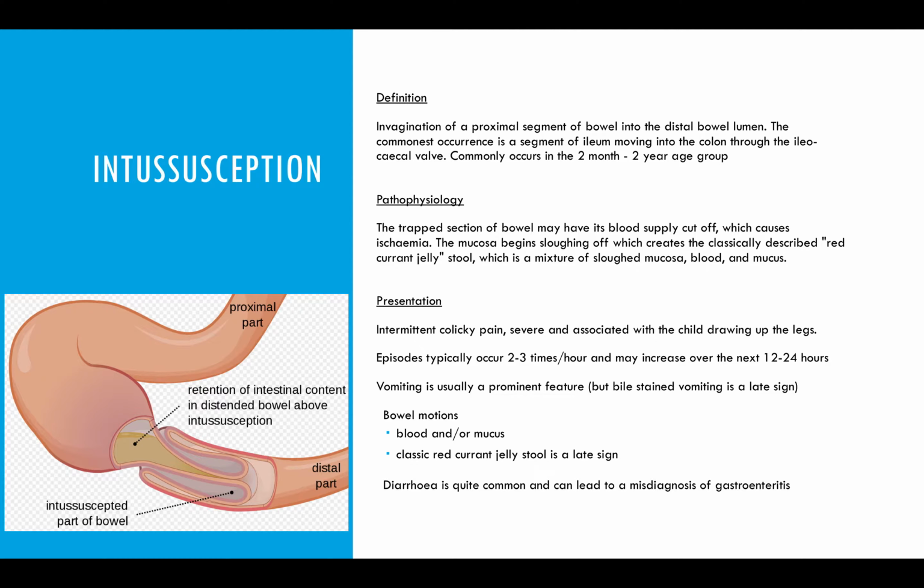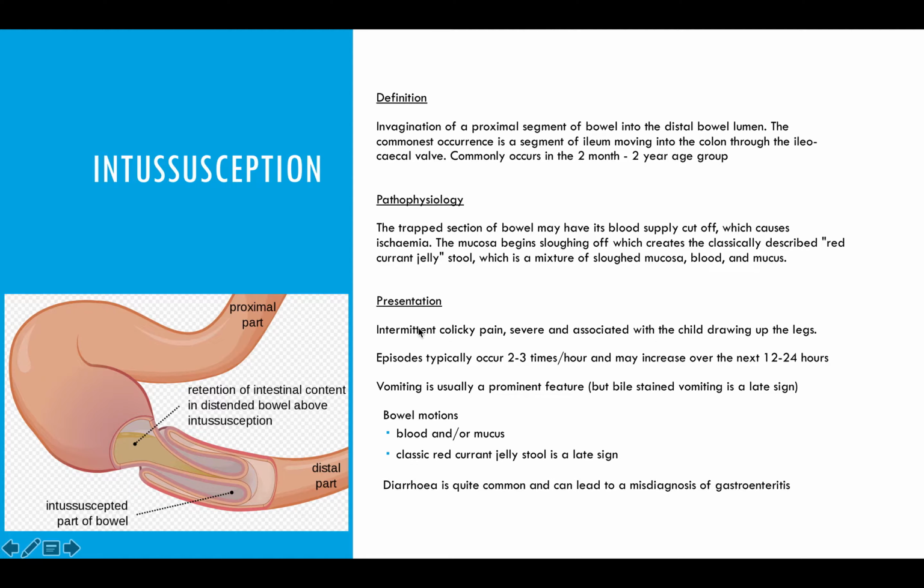Now, intussusception. So intussusception is an invagination of a portion of bowel into another portion of bowel. So we talk about proximal, which is closer, and distal, which is further away. So as you can see in this picture here, this is the proximal portion of bowel, and it's coming into the distal portion of bowel. The commonest occurrence is in the segment of the ileum moving into the colon through the ileocecal valve, and it is often in the 2-month to 2-year age group.